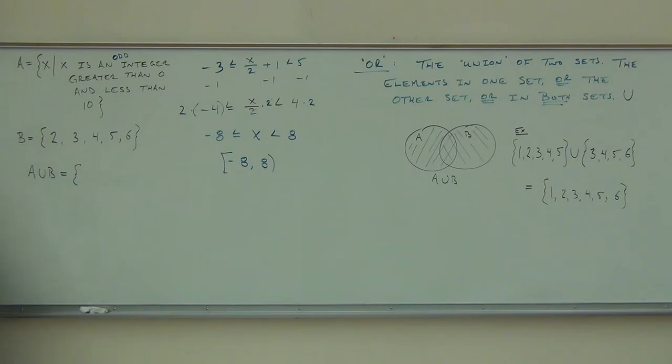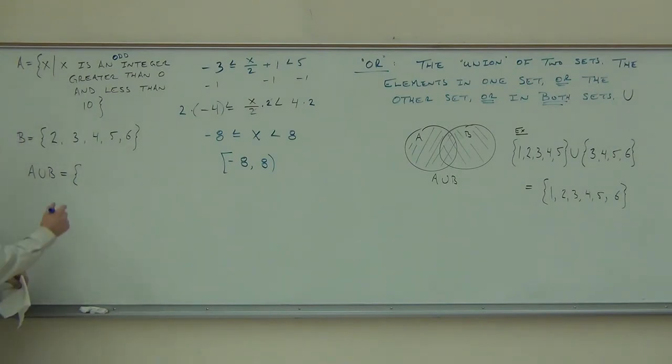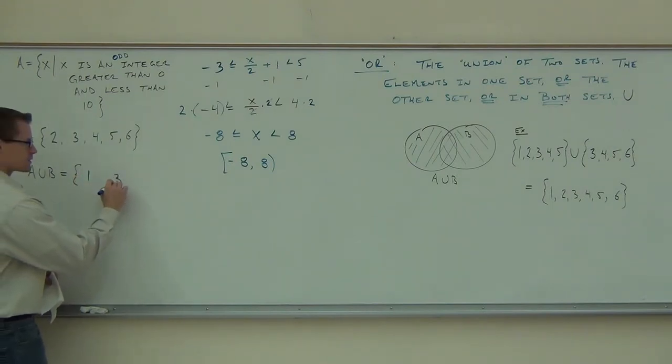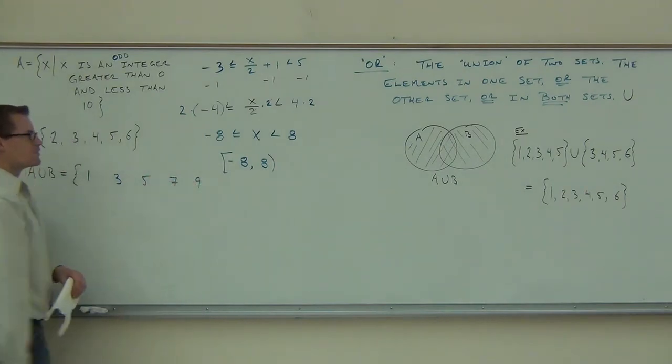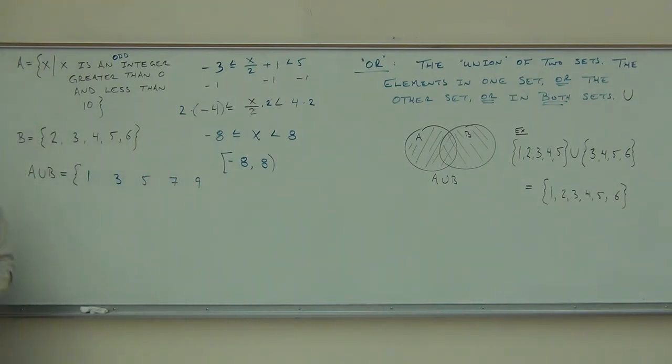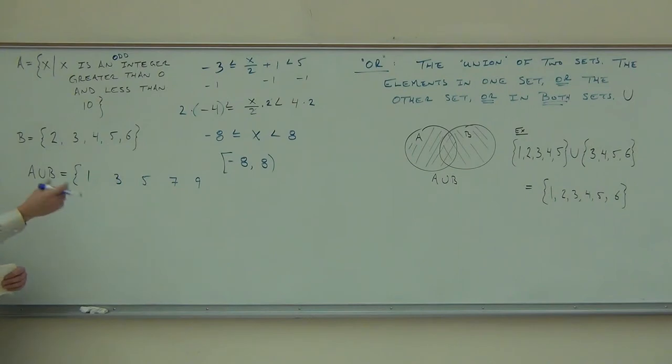What are the odd integers between 0 and 9, basically? 1, 3, 5, 7. Okay, so there's 5 of them. So automatically, 1, 3, 5, 7, 9. Those have to be in our set automatically because they're in A alone. Are you with me on this? Mm-hmm. Now we're going to count the ones in B that haven't already occurred, and that's how we're going to figure out what's in the union.